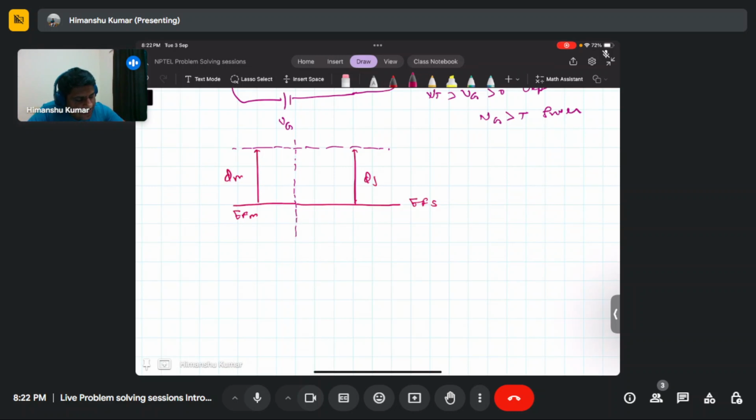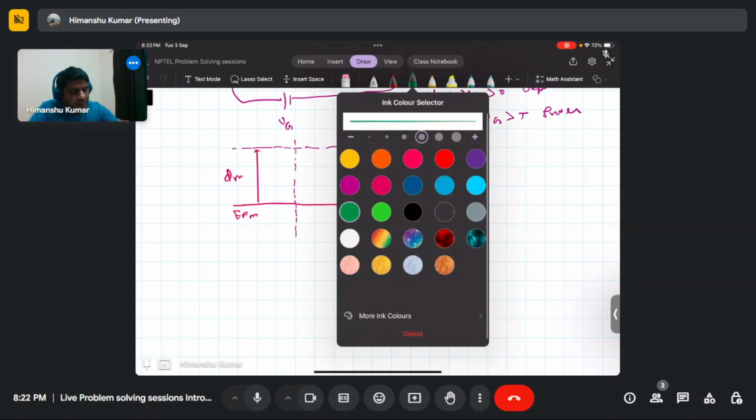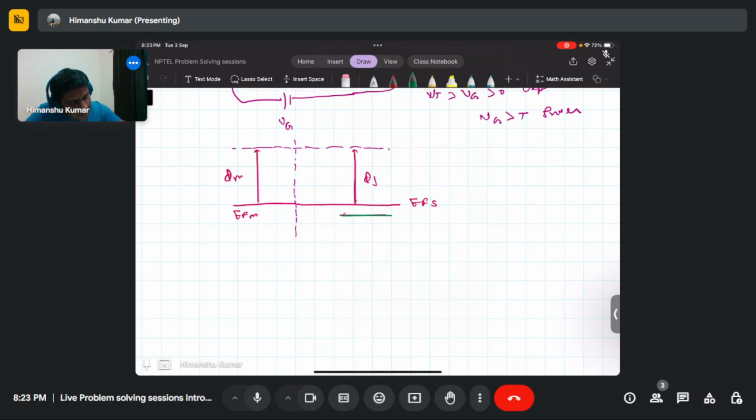the Fermi level in the bulk will lie closer to the conduction band, and this is the conduction band, and this is the valence band. So this is the equilibrium band diagram. Now this is the VG equals 0 case.